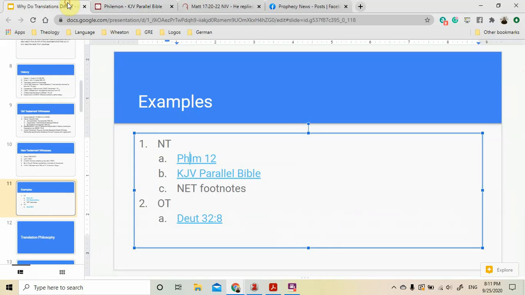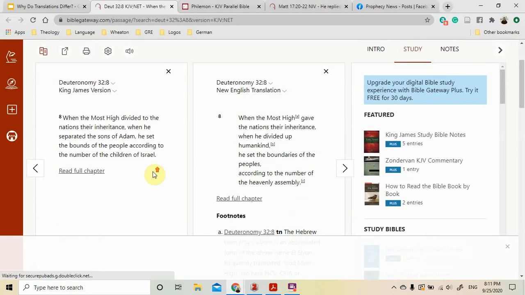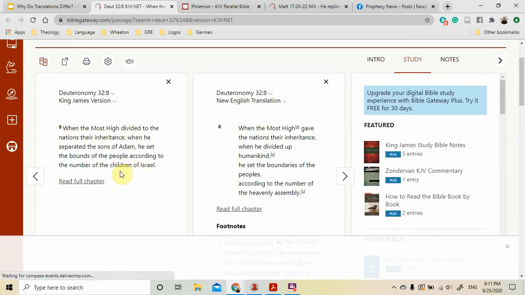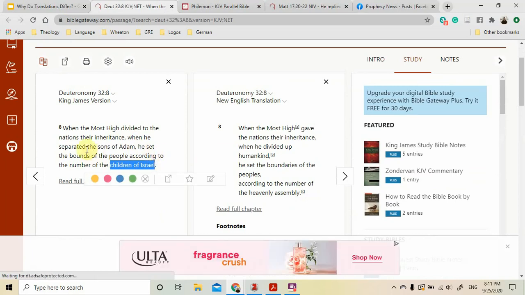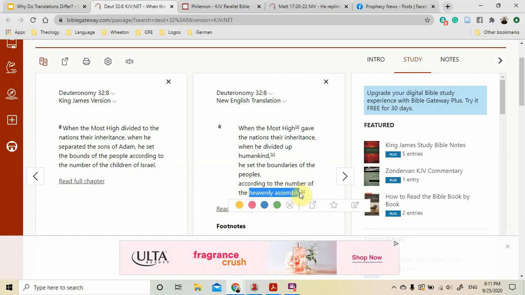All right, an example in the Old Testament. So the KJV Parallel Bible is just for the New Testament. So for the Old Testament, the NET footnotes are going to be the primary guide there. So here's an example in Deuteronomy 32:8. The King James says that God set the bounds of the people according to the number of the children of Israel. But then we see here the NET says "heavenly assembly."